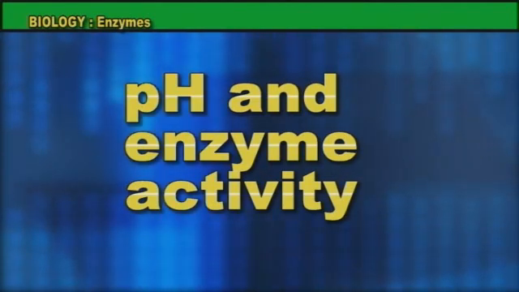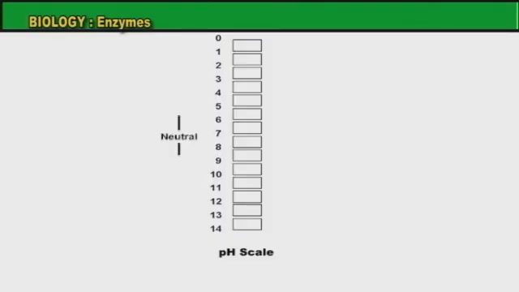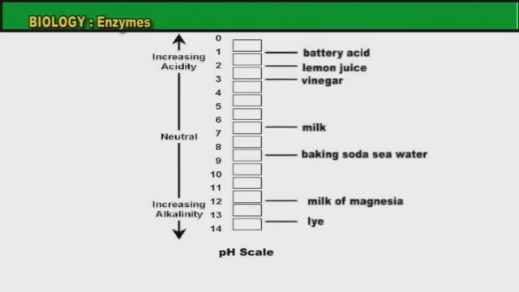pH and enzyme activity. pH is the measure of the concentration of hydrogen ions in a solution. The lower the pH, the higher the hydrogen ion concentration. Hydrogen ions can interact with amino acid side chains and, as such, affect the way in which they bond to each other.